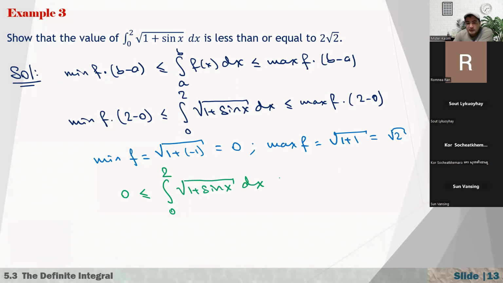And the integral of f(x) dx is less than or equal to the maximum value of f, which is square root of 2, times the interval length 2, that is 2 times square root of 2. So that means the value of this definite integral cannot exceed 2 times square root of 2, right? So now we have just proved, as we see from this inequality, that it is always positive, and at the same time less than or equal to 2 times square root of 2.